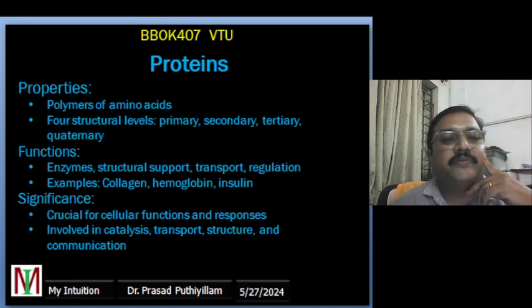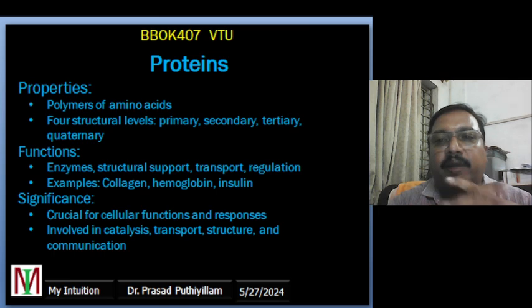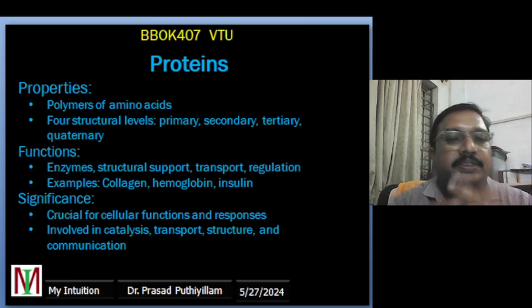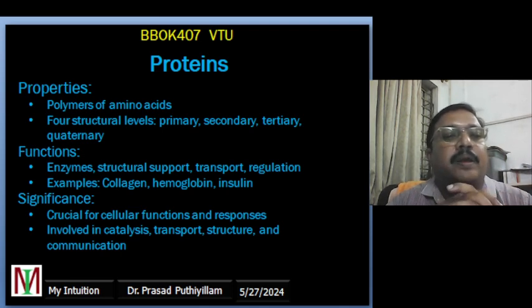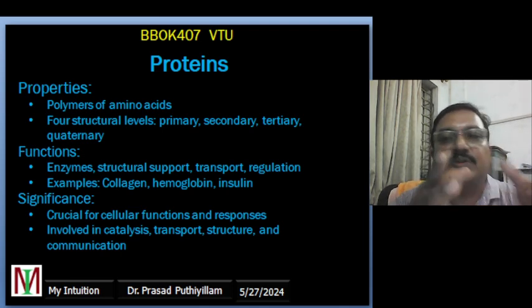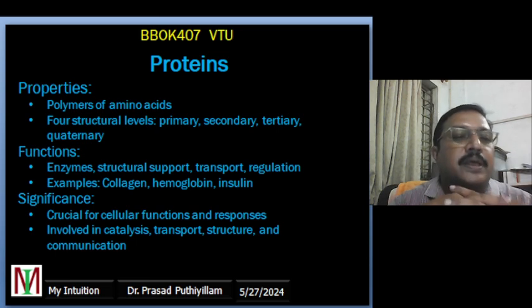The functions of these proteins: the main functions include enzymes, which catalyze biochemical reactions; providing support, mainly the collagen; transporting molecules, mainly the hemoglobin in blood; and regulating processes, like hormones such as insulin, which is used for regulation.